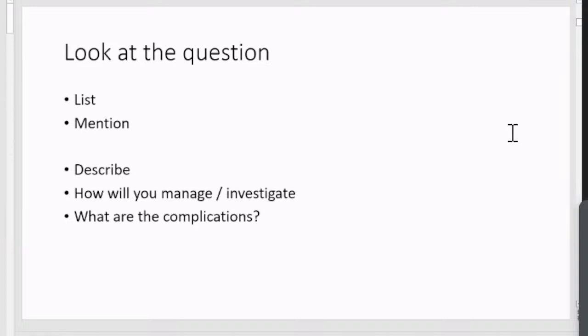Similarly, what are the complications? If it is "list the complications" for 2 marks, you just put a list. But if it is "what are the complications" and it is 4 marks, then with each complication, you can write a little. So again, you have to look at the question, see what the weightage is, what marks are allotted, and answer accordingly.